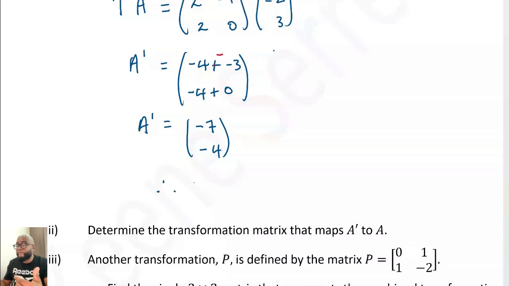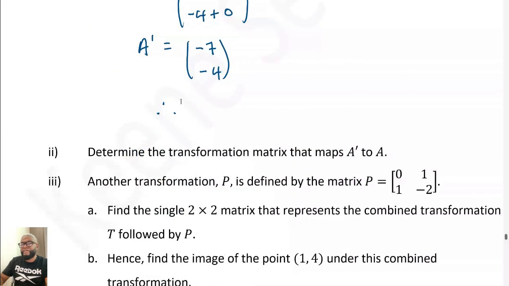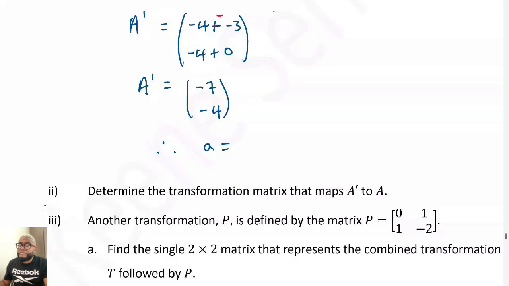So we must write it in coordinate form because it did ask us to find the values of a and b. So we could just put therefore a. a would be which number, guys? -7. It will be the top number, right? And b is what? -4. Proper thing, right?